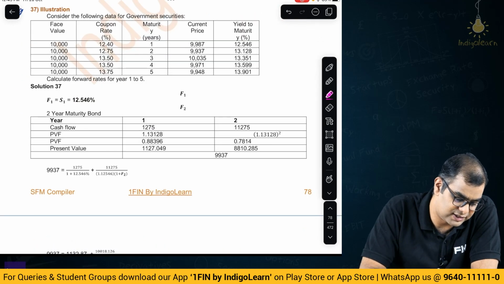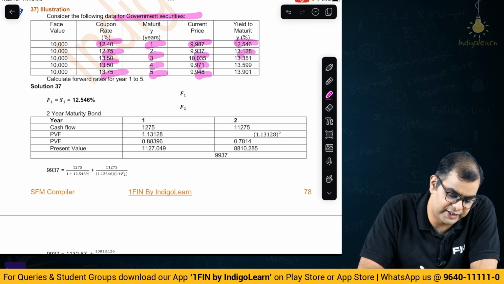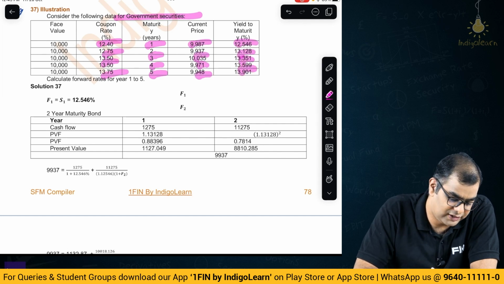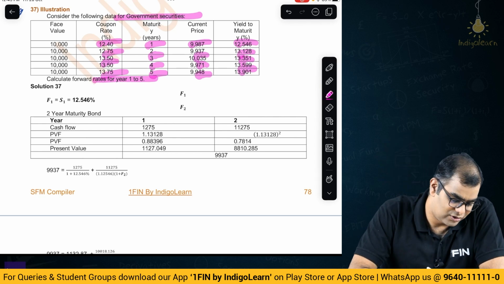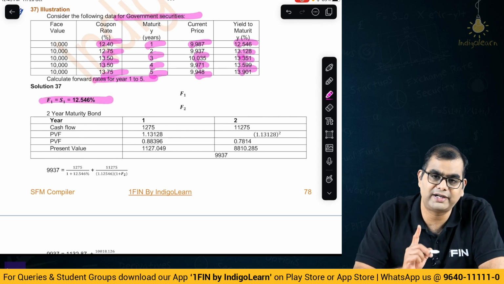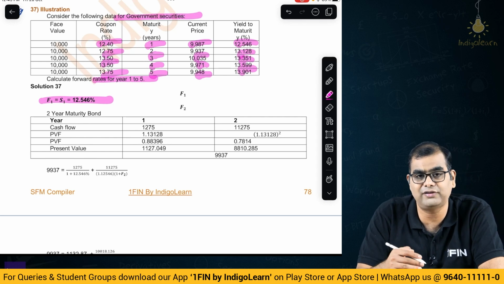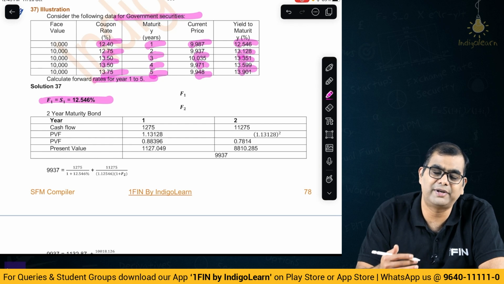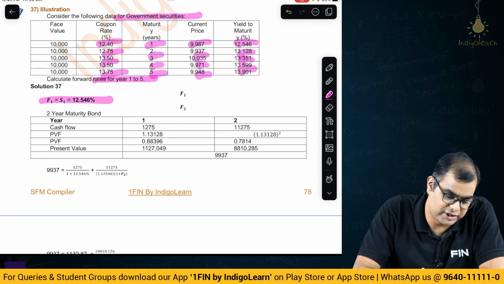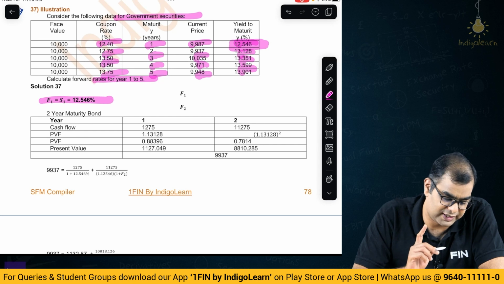This is an interesting one. Consider the following data for government securities. Different coupon rates are given, different years are given, current prices are given, YTMs are given. Now, calculate the forward rates for years 1 to 5. Fantastic question. So, for the first year, forward rate and spot rate are same. Spot rate is a rate that is for a loan of a specific tenure and the same rate is applicable for all the years. So, here yield to maturity is 12.56 for a 1 year loan. So, the same rate is the forward rate as well as spot rate.